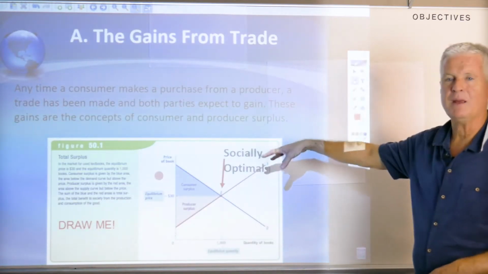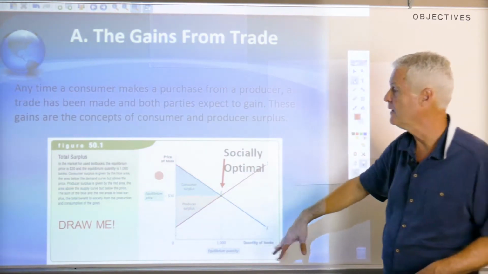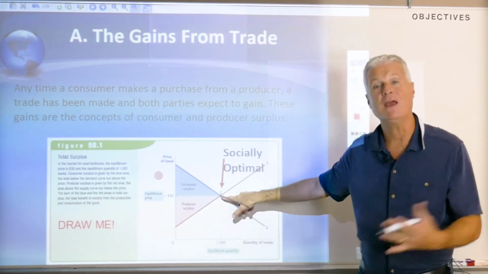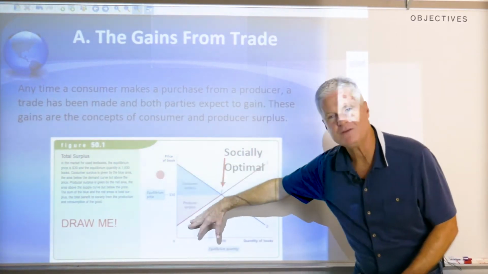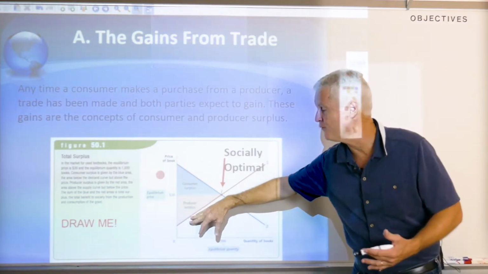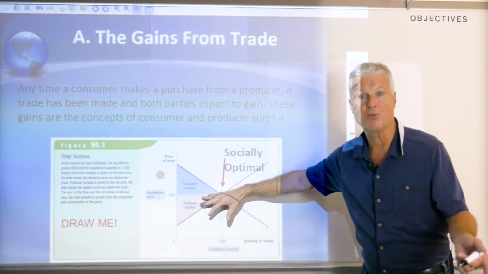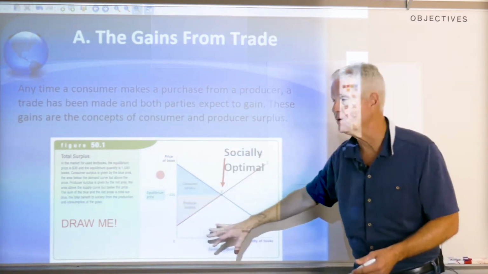Okay, anytime there's a purchase, consumer and producer surplus is created. You can see we've got where quantity supplied equals quantity demanded right there. That gives us our equilibrium. Some people were willing to pay more. Some businesses were willing to supply the product for less. So find equilibrium, equilibrium price, above it consumer surplus, below it producer surplus.